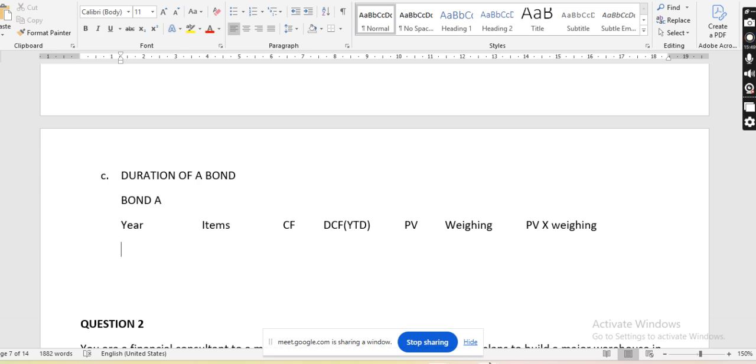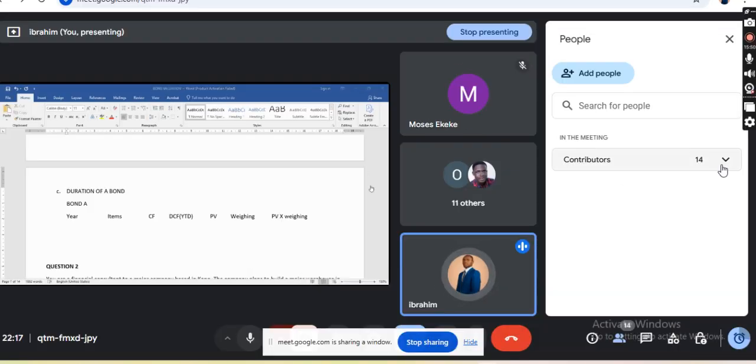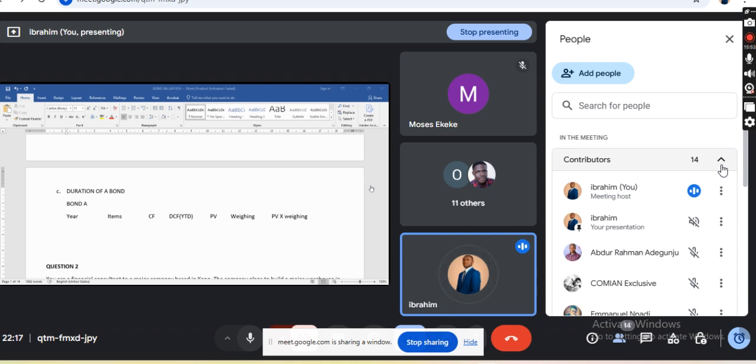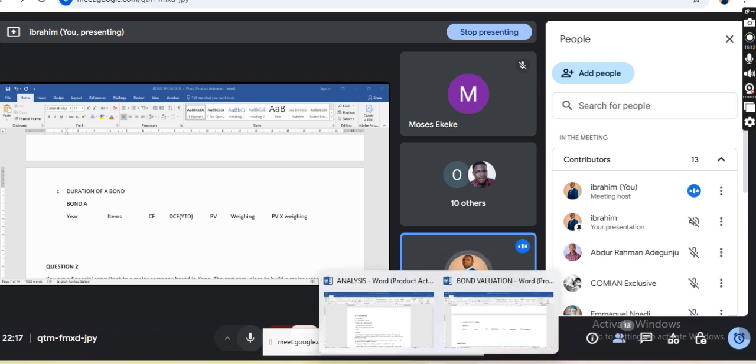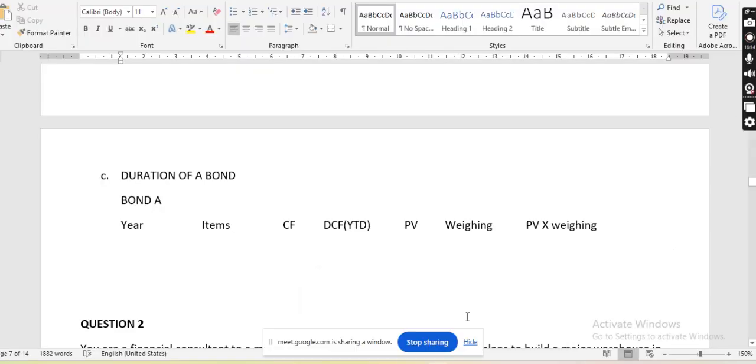In practice, when a company wants to raise a debt instrument, you need to tell us how many years. Is it 2 years or 3 years? The company that wants to raise that fund will be the one to tell the investor that it is for 4 years or for 5 years. But in theory, you can say you want to determine the duration of a bond. And that is why it is like this.